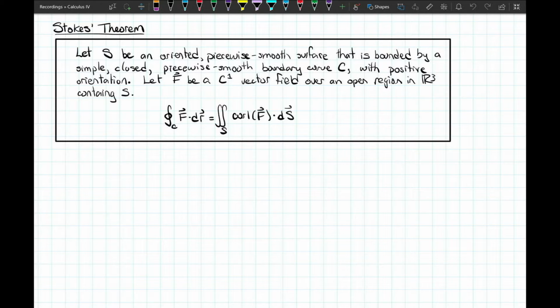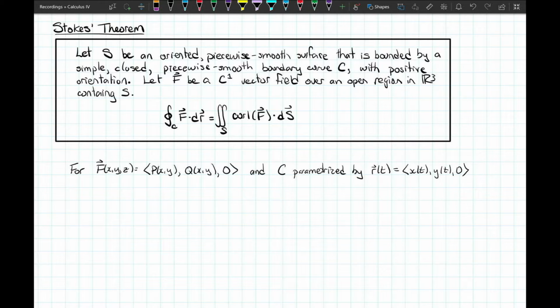Now you'll notice how close Stokes' theorem is to Green's theorem. In fact, if we were to simplify this down to just being on a plane, then we could start off with a function which has a z component of 0 and a space curve with a z component of 0. If that's the case, then the surface that is being bounded by that curve would be on the xy plane and would have a normal vector of 0, 0, 1 pointing upward.